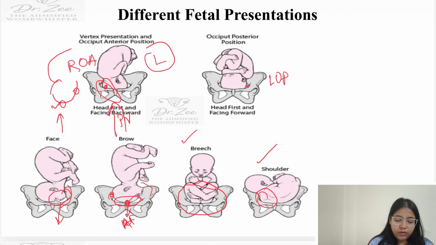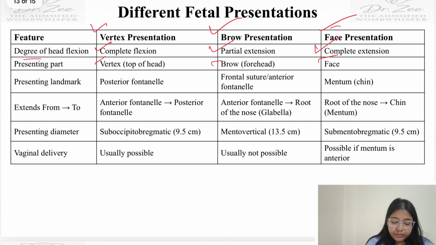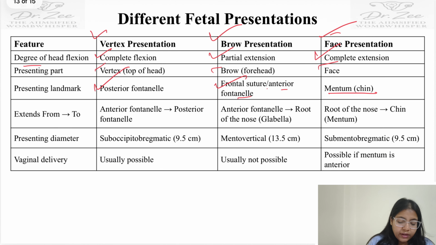And in face, you will be encountering the mouth or the malar prominences. In buttocks, you will appreciate these ischial bones of the baby. So here, posterior fontanelle. In brow, it can be frontal suture or anterior fontanelle. In face, it is mentum or chin. And I told you the extension already.